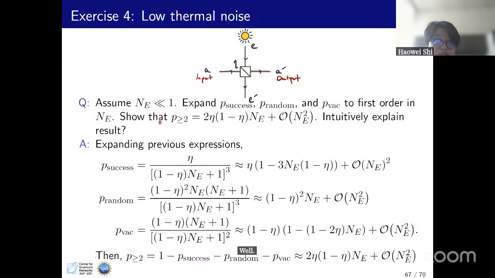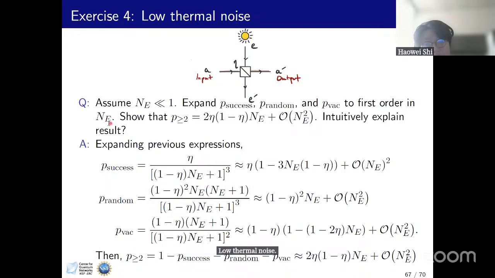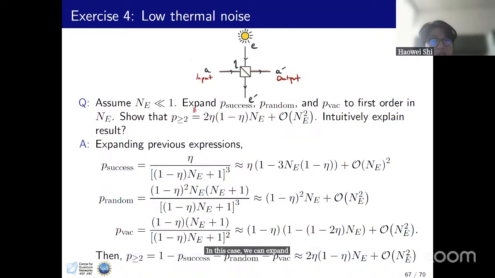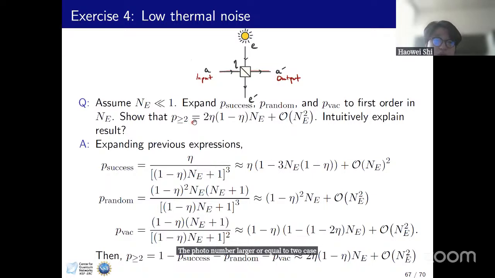So this is an exercise to approximate the output statistics in the asymptotic limit of low thermal noise, meaning N_E, the photon number of the environment, goes to 0. In this case, we can do a Taylor expansion over the probabilities we have derived. Now let's show that the photon number larger or equal to 2 case has a probability in this form. And let's try to intuitively explain this.